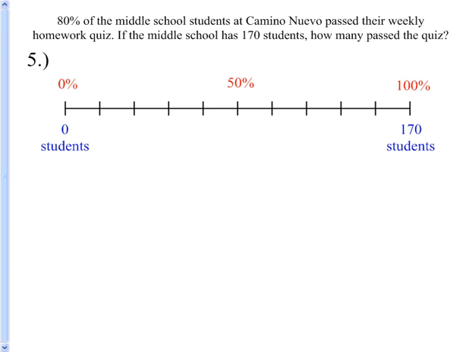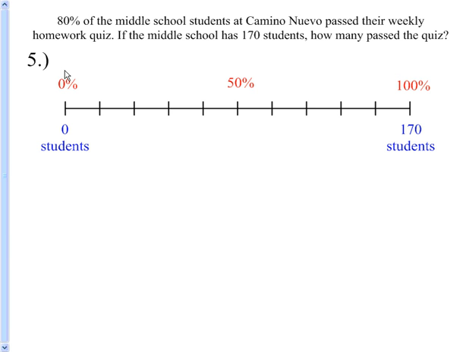And I'm going to show two different ways to solve it. I'm going to break it into two different videos because I want to make sure the video is not too long. The first way I want to show is using this percent ruler here, which can be a useful strategy.